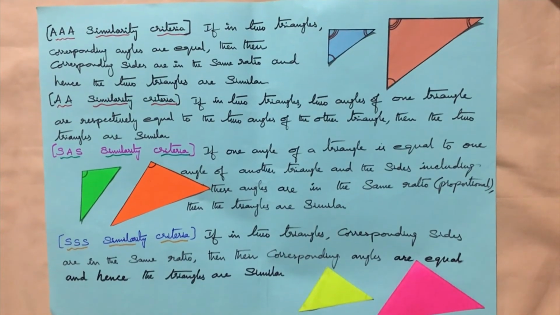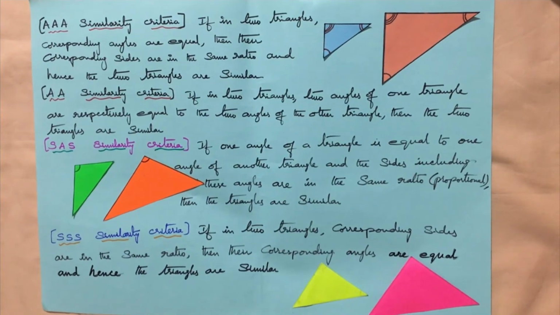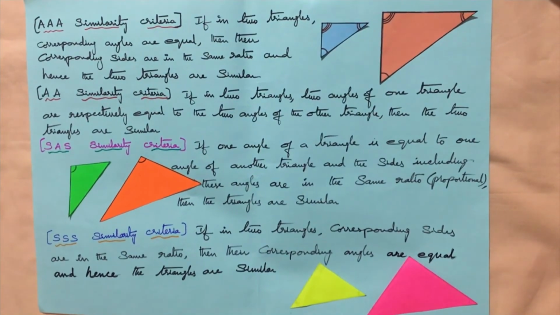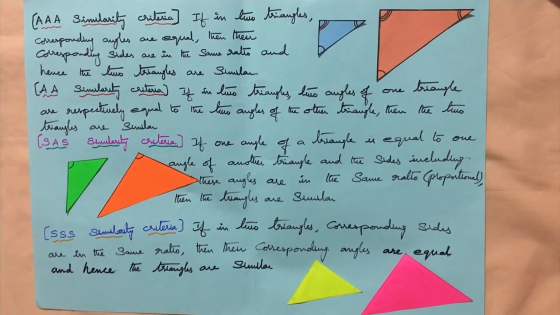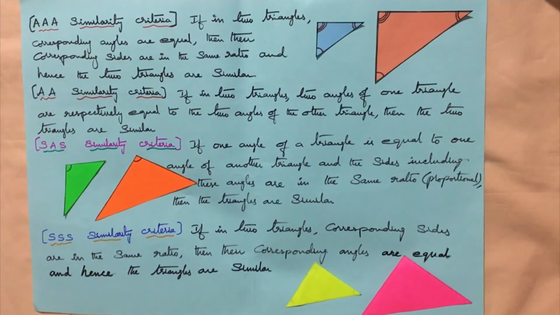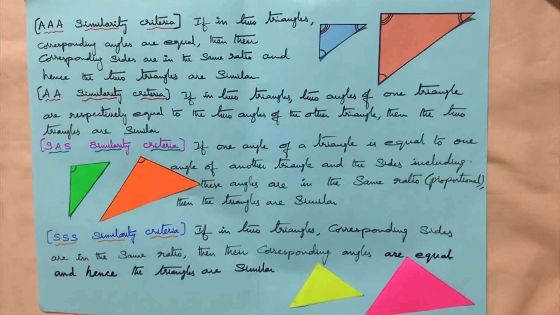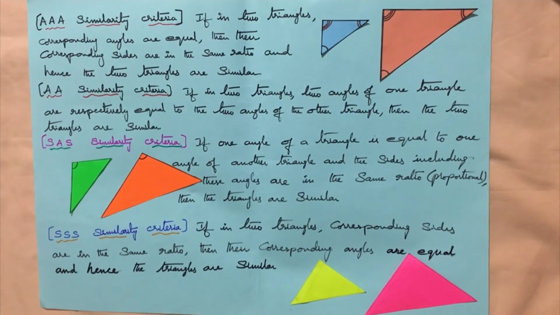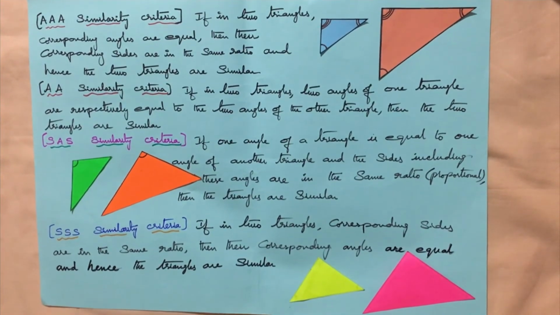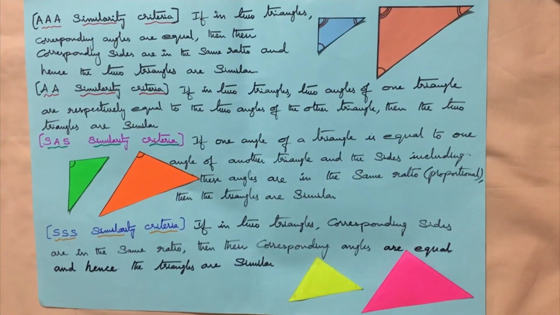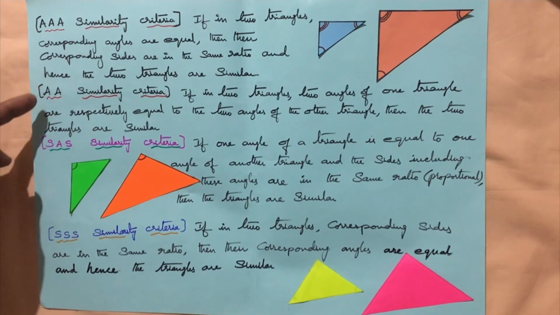As well as, if in two triangles two angles are equal, you can say the third angle is also equal by using the angle sum property. So if in two triangles two angles are equal, then we can say that the two triangles are similar. That is nothing but the AA similarity criterion. If two angles of one triangle are respectively equal to two angles of the other triangle, then the two triangles are similar. So these two similarity criteria are the same.